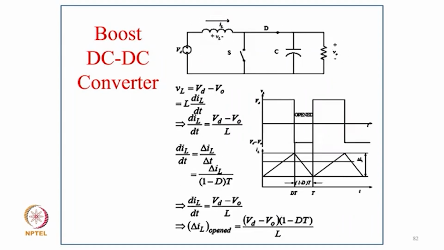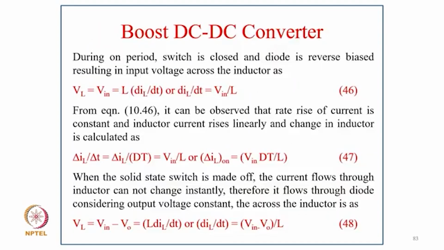Now when the switch is off, the diode conducts. During that period, you can see the waveform in the second mode, during 1 minus D into T. So VL equals VD minus VO equals L dIL upon dt, or dIL upon dt equals VD minus VO upon L, and dIL upon dt is delta IL upon delta T, equal to delta IL upon 1 minus D into T. So delta IL opened is VD minus VO into 1 minus D into T divided by L.